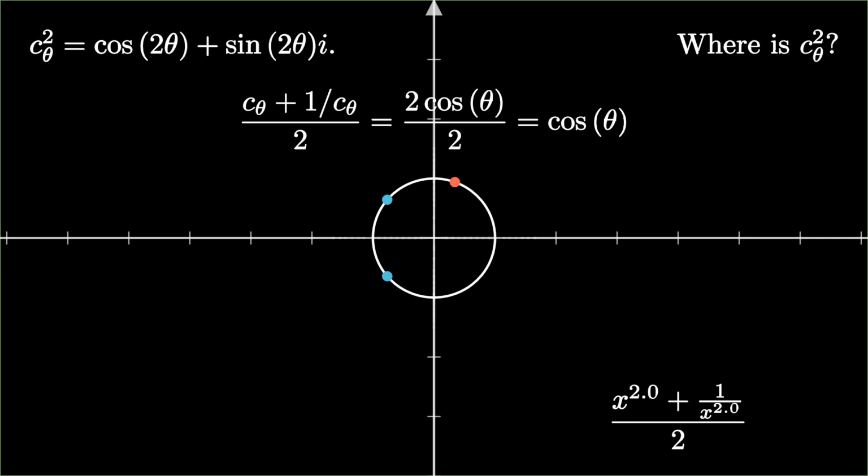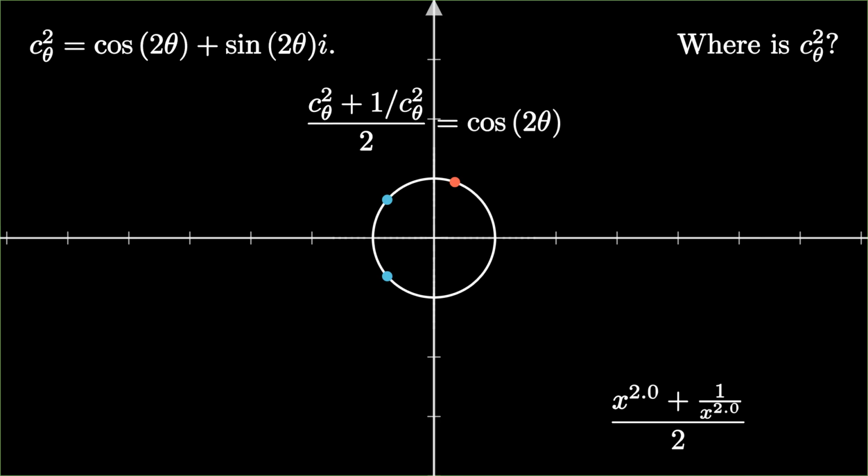Again, if we add them up and divide by 2, the imaginary parts cancel out, and we'd be left with cos of 2 theta. Clearly a similar story will play out for other degrees. With this, we have our third representation of polynomials, so let's recall them now.